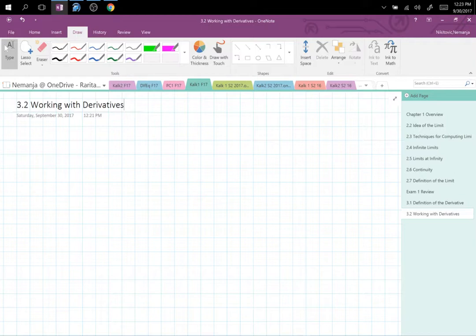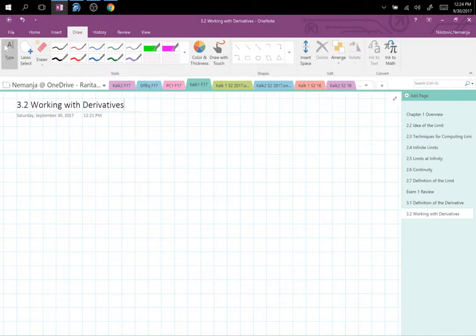Section 3.2, working with derivatives. So how do we work with derivatives? What do they do? Well, we want to consider a graph of the function and graph of the derivative and see the relation between the two.